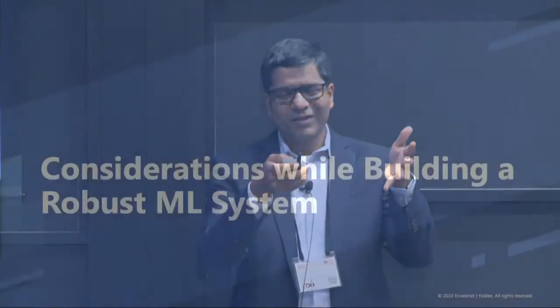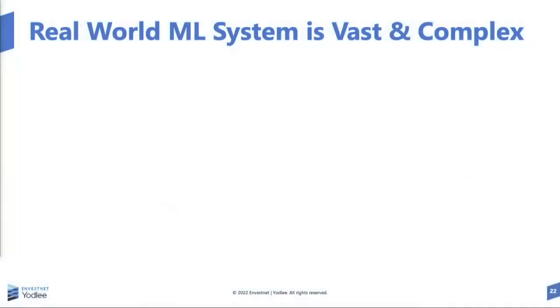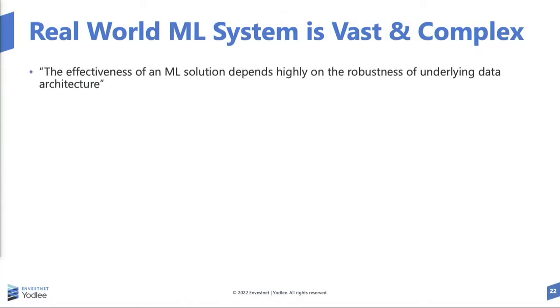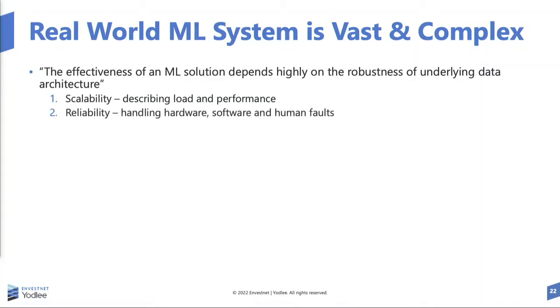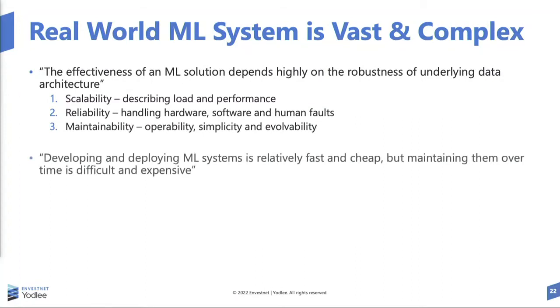I've taken a problem and talked about how we solve it, but the next part is how we take that solution and make it real. We all know real-world machine learning systems are vast and complex, and the effectiveness of any big machine learning system depends on the underlying data architecture. The classical three things we talk about are scalability, both in terms of load and performance, reliability in terms of handling software, human, and even hardware errors, and maintainability. These are three operating principles that you have to make sure you can work with.